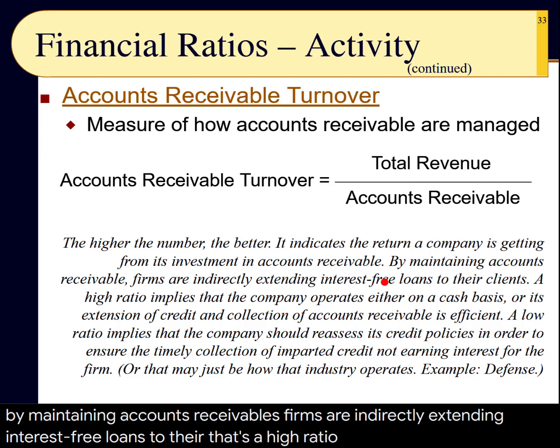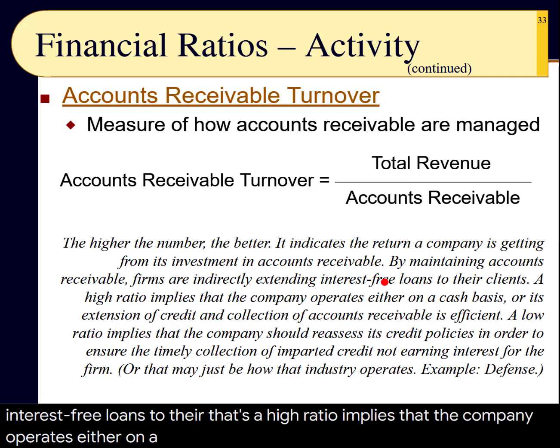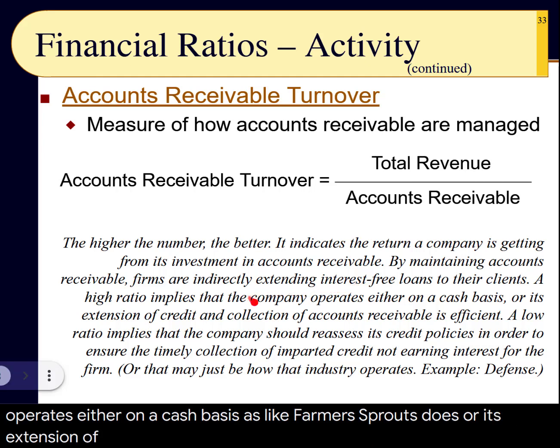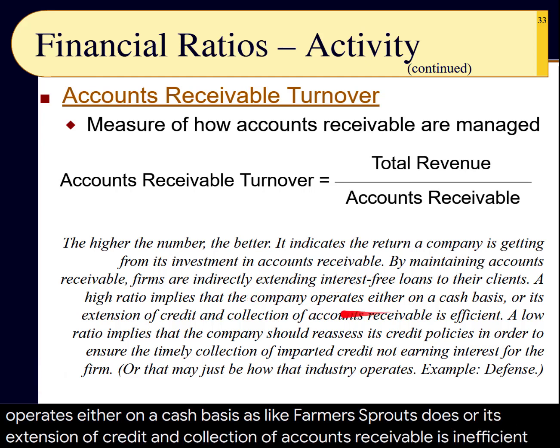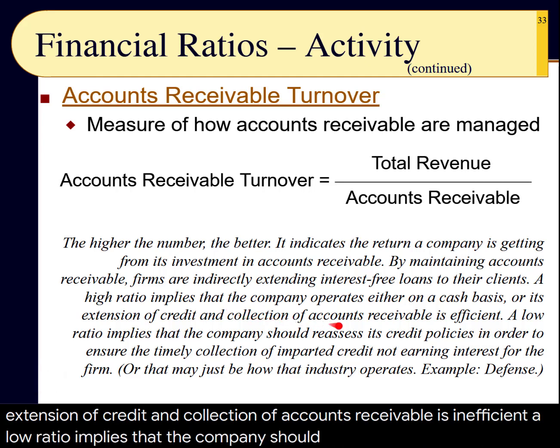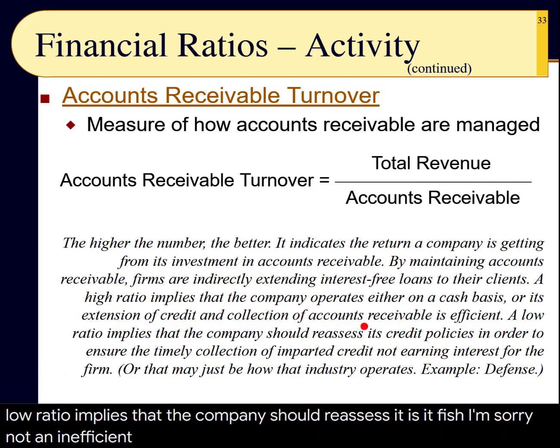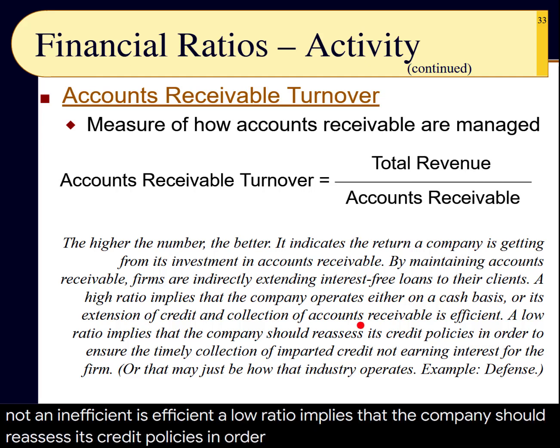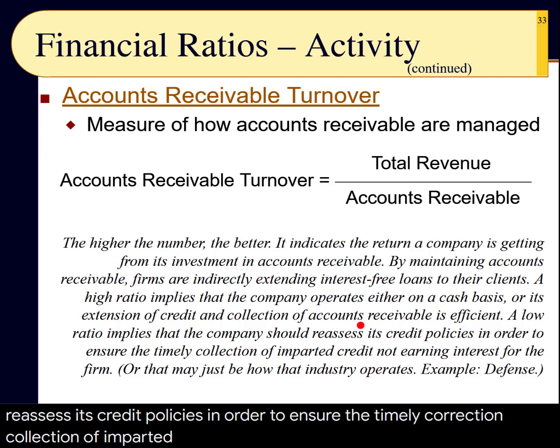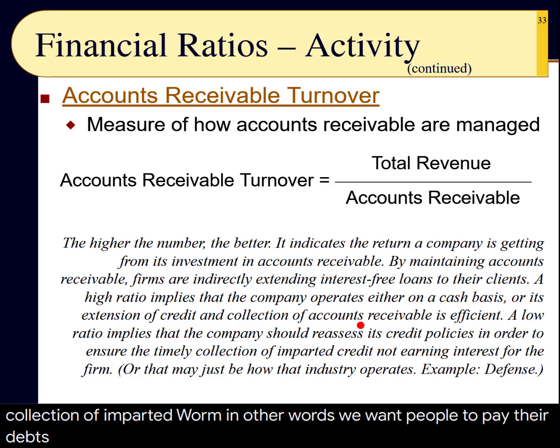A high ratio implies that the company operates either on a cash basis, as Sprouts Farmers Market does, or its extension of credit and collection of accounts receivable is efficient. A low ratio implies that the company should reassess its credit policies in order to ensure the timely collection of past-due credit not earning interest for the firm. In other words, we want people to pay their debts. If it is low, it may just be how the industry operates.